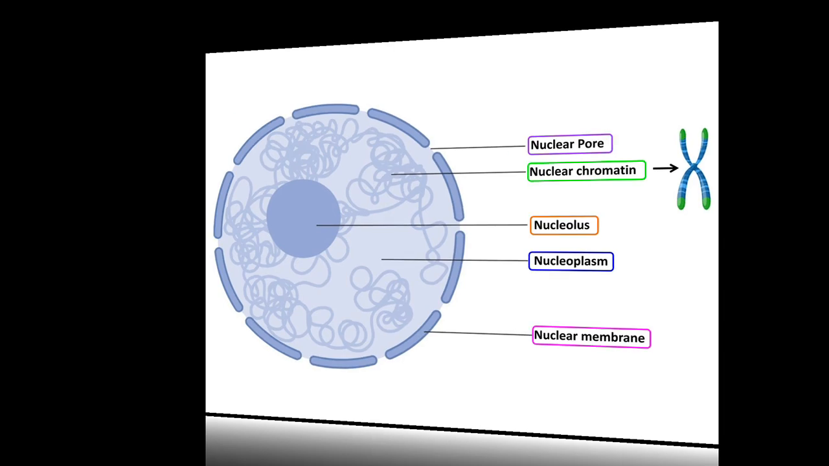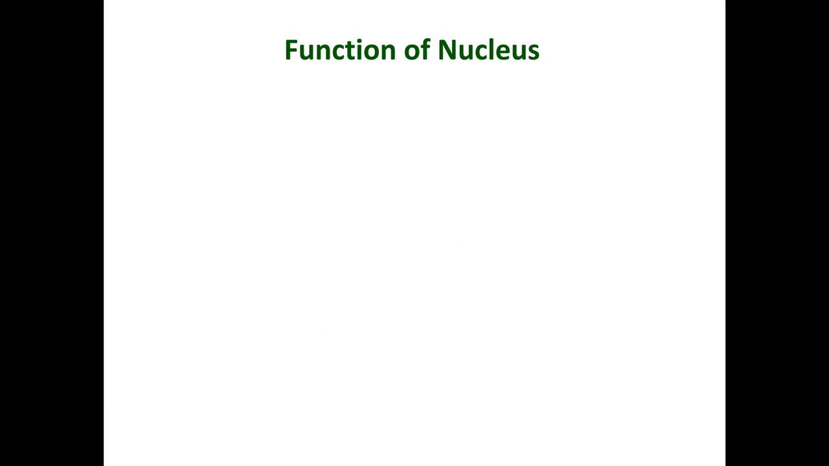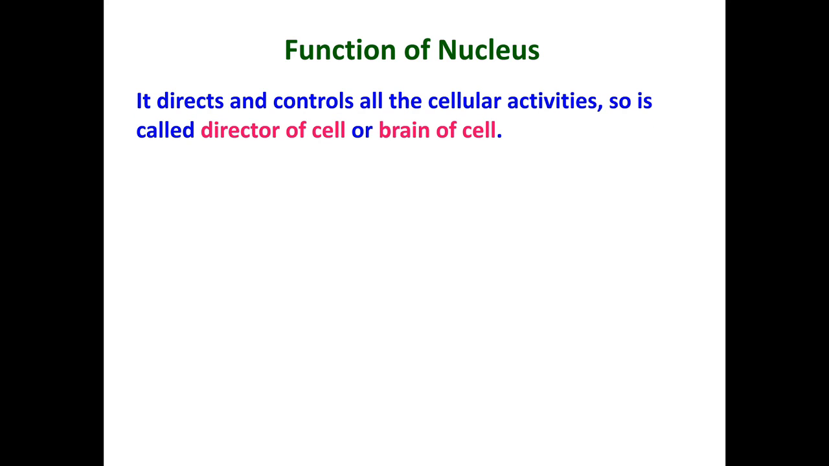So students, finally let's know about the function of the nucleus. As we have already discussed, the nucleus contains DNA as a genetic material which is packed in the form of chromosomes, and it contains information necessary for constructing and organizing a cell. So we can say that the nucleus directs and controls all the cellular activities. So it is also called the director of the cell or the brain of the cell.